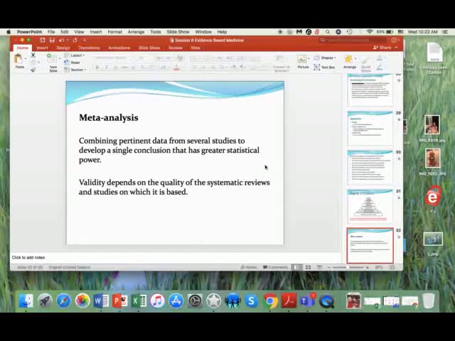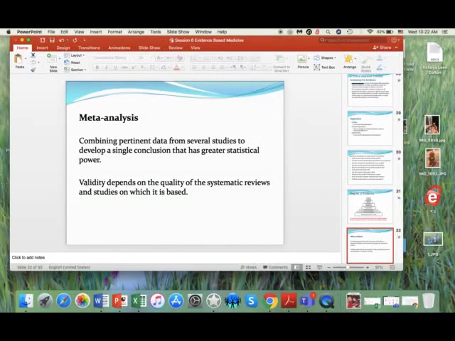So a meta-analysis is where you combine pertinent data from several different studies to develop a single conclusion that has greater statistical power. So we're pulling all of these different studies together. If 15 studies have been done about giving metformin to decrease mortality in patients newly diagnosed with diabetes, we're going to take all of those studies and put them together, and that's going to give us a stronger level of evidence so that we can make the best decision.